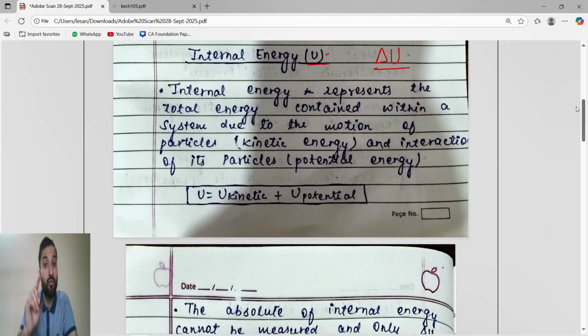And I've given you the homework also to write down the path function and the state function. So there also you will get to know about the internal energy. Internal energy is a state function. We just have to see the initial internal energy and the final. We will not care about the work process, like how it is changing.